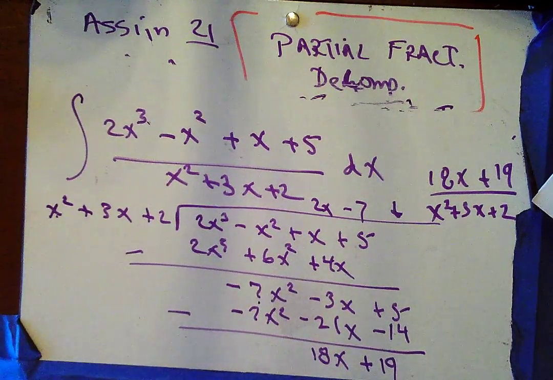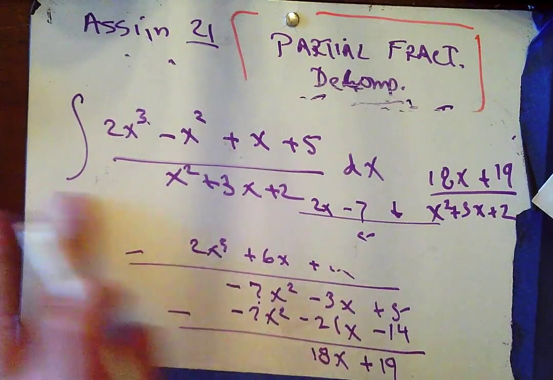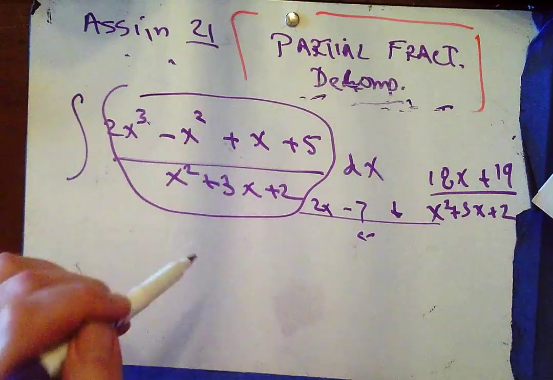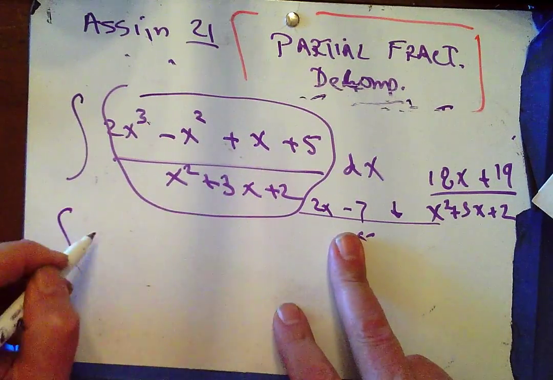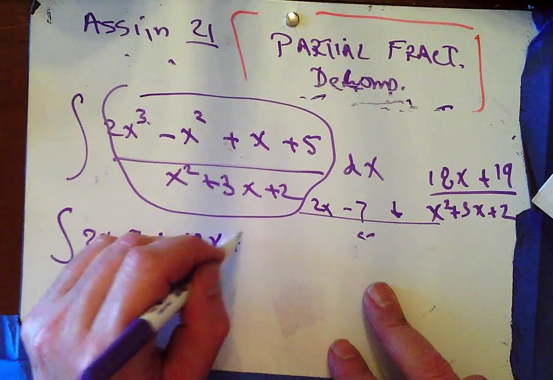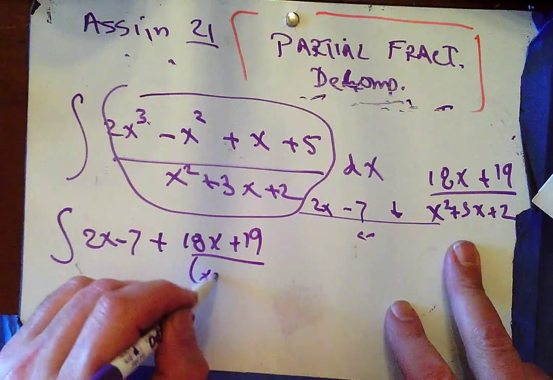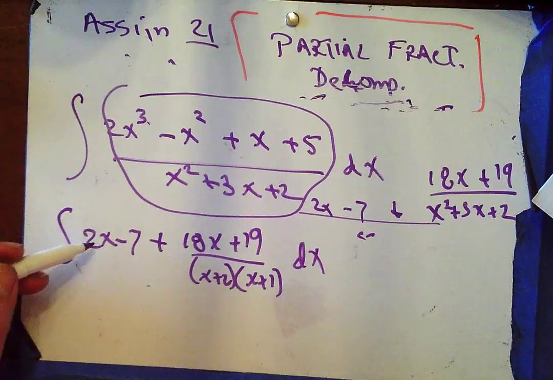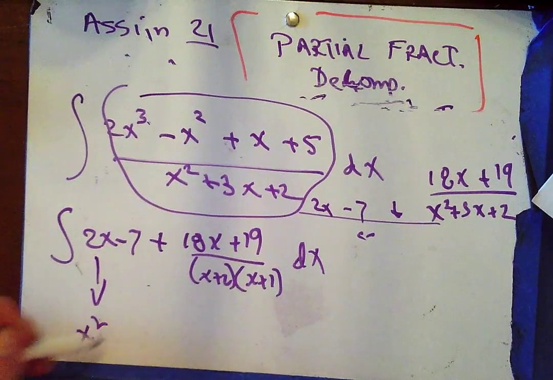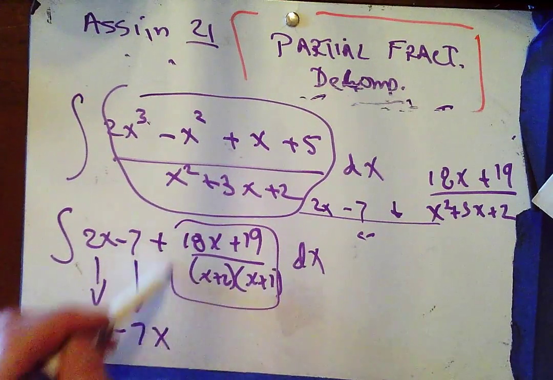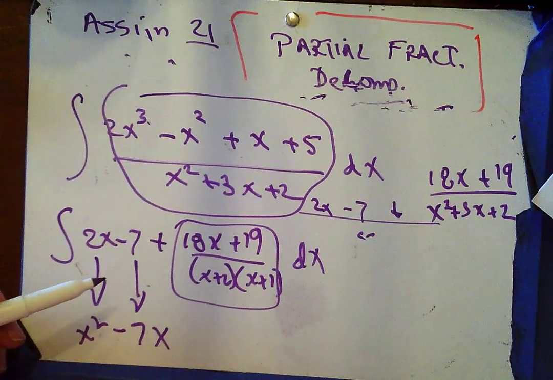All right, cool so far, but wait, there's more. So this can be replaced with 2x minus 7 plus 18x plus 19 over x plus 2, x plus 1 dx. So this, the antiderivative is x squared. This, minus 7x. This, partial fraction decomposition.